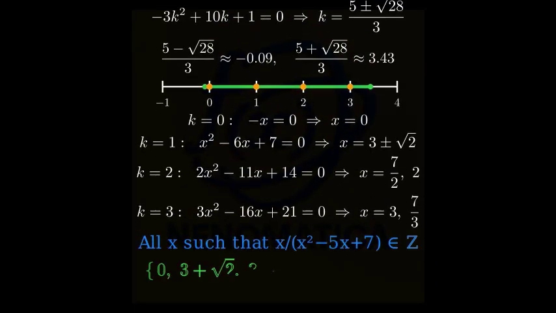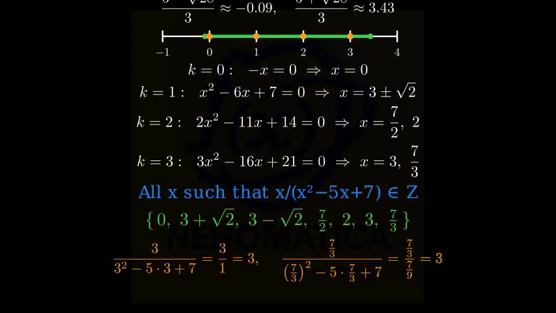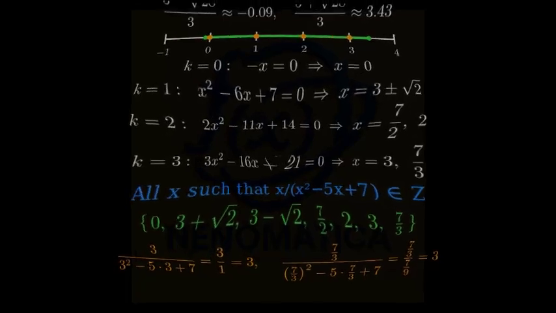Our set is x equals 0, 3 plus square root 2, 3 minus square root 2, 7 over 2, 2, 3, and 7 over 3. As a quick check, plugging in x equals 3 makes the original fraction equal to 3, and plugging in x equals 7 over 3 also gives 3. Note that the denominator is always positive, so no solution is excluded by division by 0.